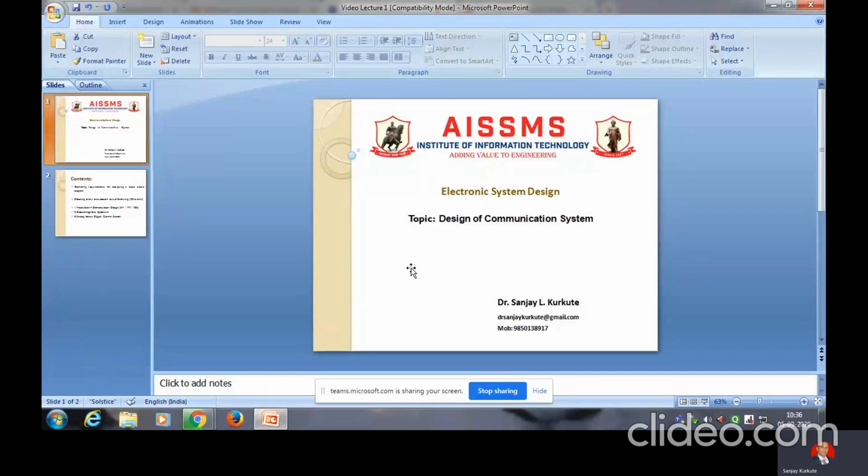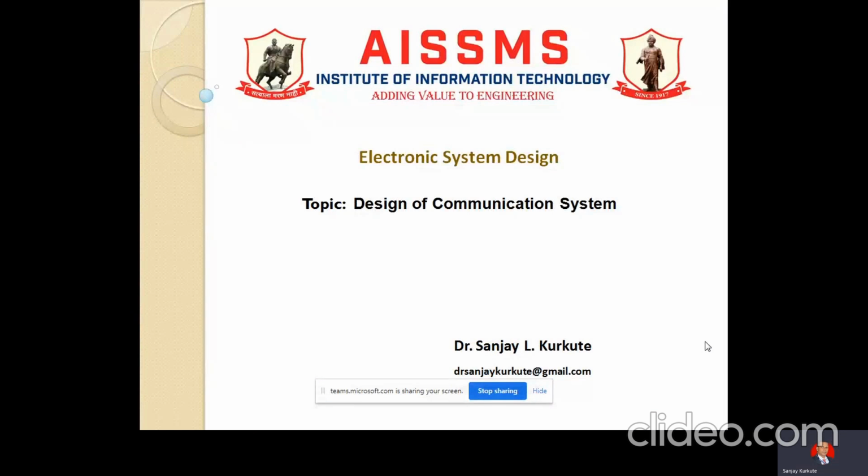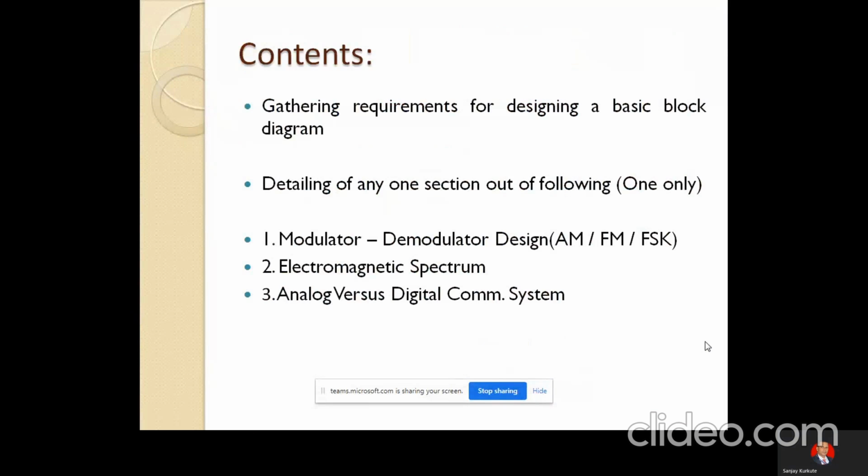In design of communication system, we will cover the topic related to communication system block diagram. Under that, as we know, a communication system has the major blocks of transmitter, receiver, modulator, demodulator, sensors and transducer part. Lastly, we can have speaker and mic system. So, in view of this, today we will cover all these topics.